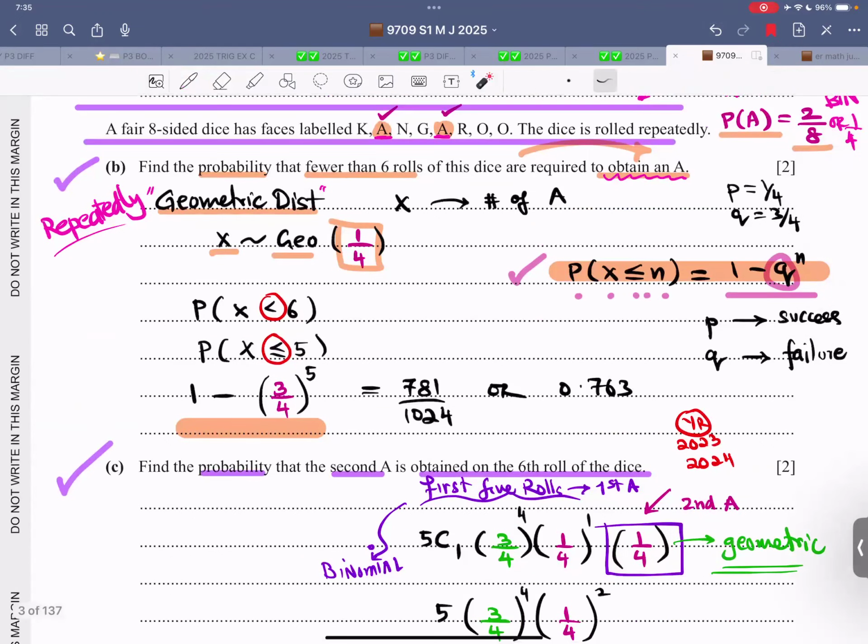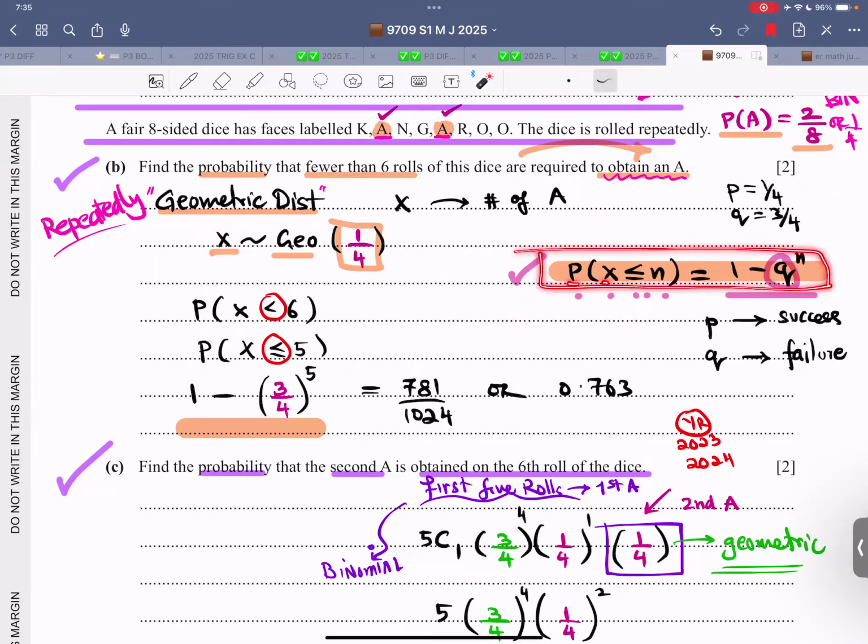Now it says X is the number of A's. Find the probability fewer than 6 rolls are required to obtain A. So success is getting A. Probability of success is 1/4, probability of failure is 3/4. X follows a geometric distribution of 1/4, and probability X less than 6 becomes less than or equal to 5. So calculate the probability for 1, 2, 3, 4, 5 and add it all up, or apply the shortcut.